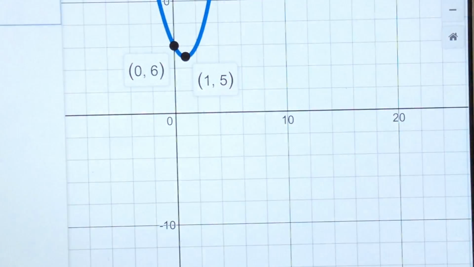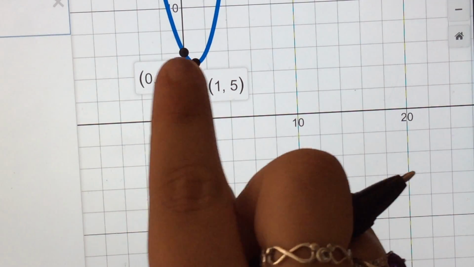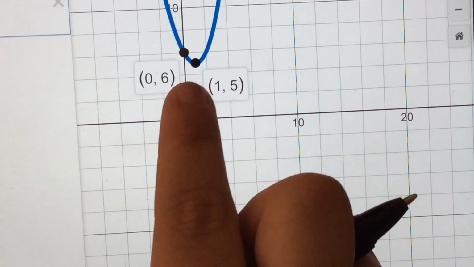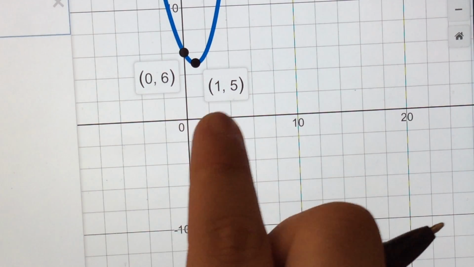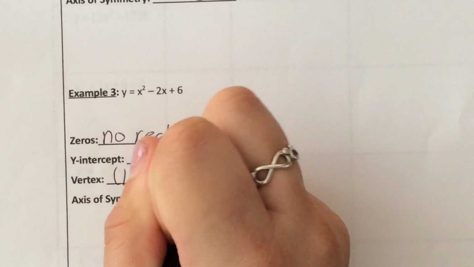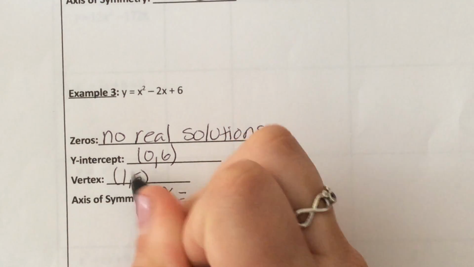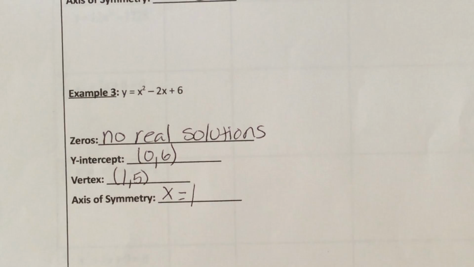And if you look at your vertex, sometimes it won't be on one of the axes, but they will always give you the vertex as one of the dots. So if I look at it, it's 1, 5. And then remember your axis of symmetry is x equals, and whatever your x value is for the vertex. So x equals 1. And that's all that the graphing is.